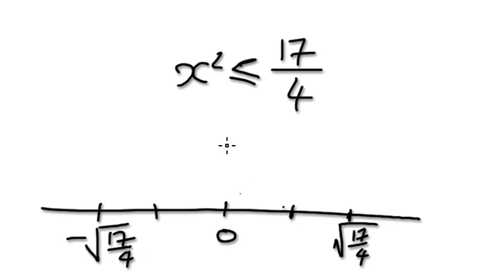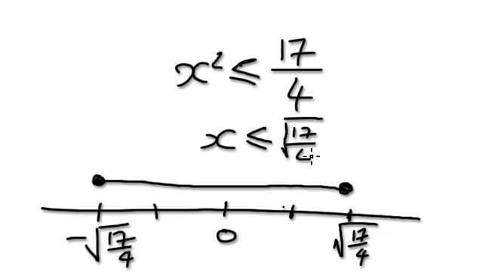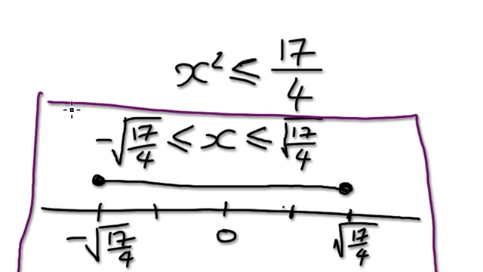And then select any region inside here just to test it, because when you get to this stage, you've got a choice of what's inside or what's on the outside. The way you can tell is by selecting a point and testing it. So select 0, put it in there and test it. As it turns out, what's on the inside is good. So your diagram will look like this. Here you know that x has to be less than or equal to root 17 over 4, but don't forget, x also has to be greater than or equal to negative root 17 over 4. Okay, so this whole thing here is your answer.